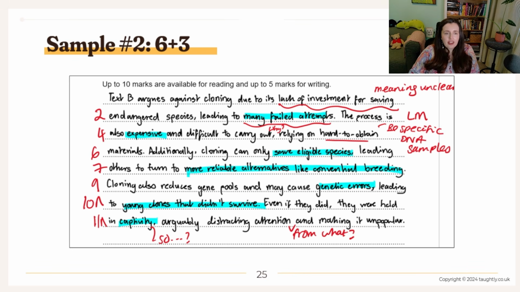They got 3 out of 5 because they had some copying. So here LM stands for lifted material, directly copied material. The bits that I have underlined were directly copied. And also they had some phrases where the meaning wasn't necessarily clear, due to its lack of investment for saving. What does that mean? Okay. So that's why the student got 3 out of 5. They did a pretty good job, but some copying and some unclear information.